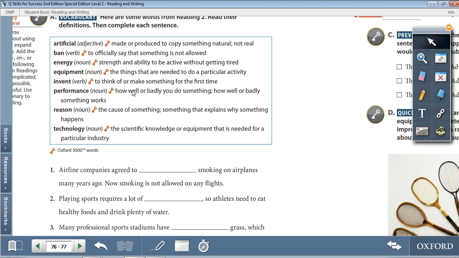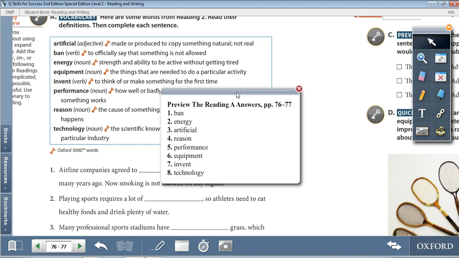Performance, noun: how well or badly you do something, how well or badly something works. Reason, noun: the cause of something, something that explains why something happens. Technology, noun: the scientific knowledge or equipment that is needed for a particular industry.